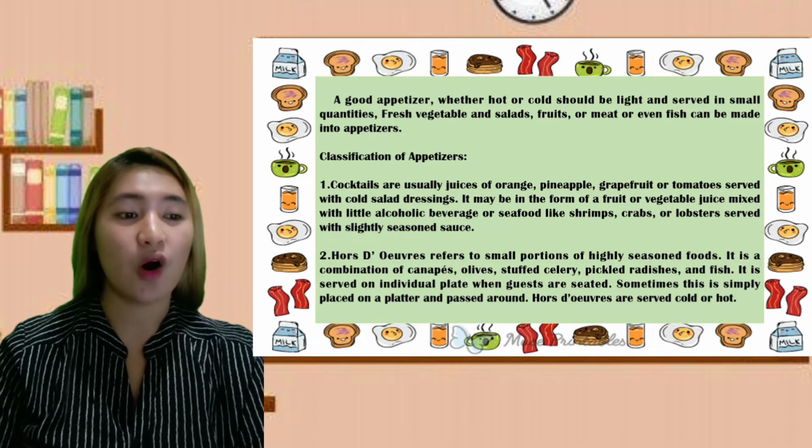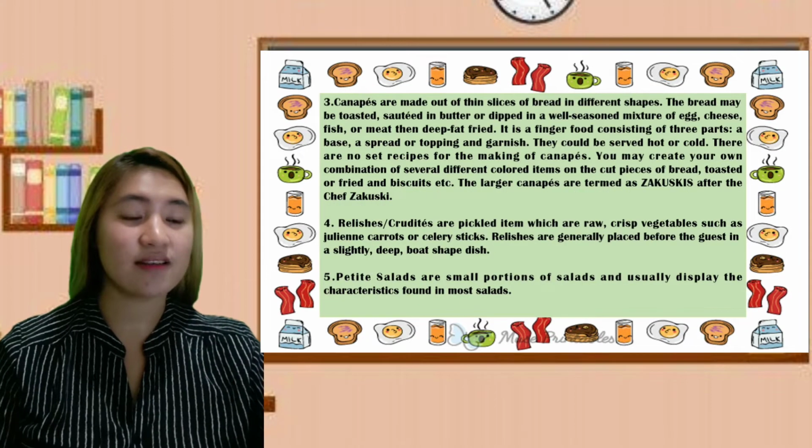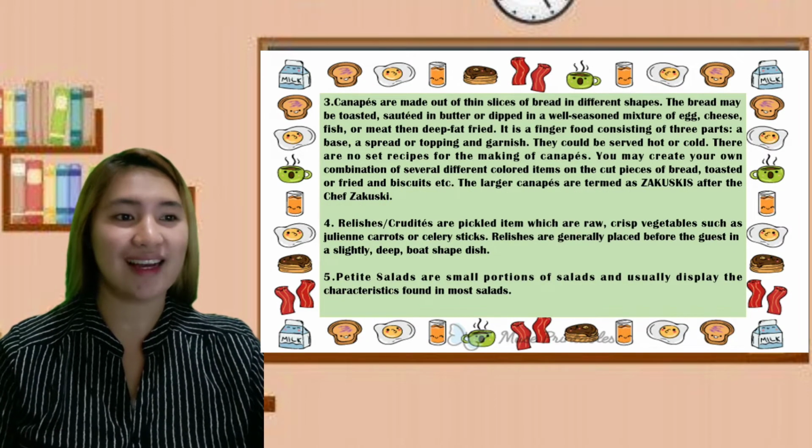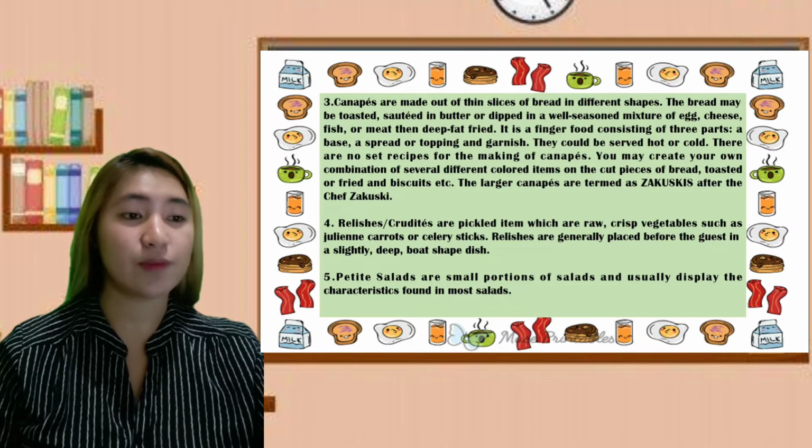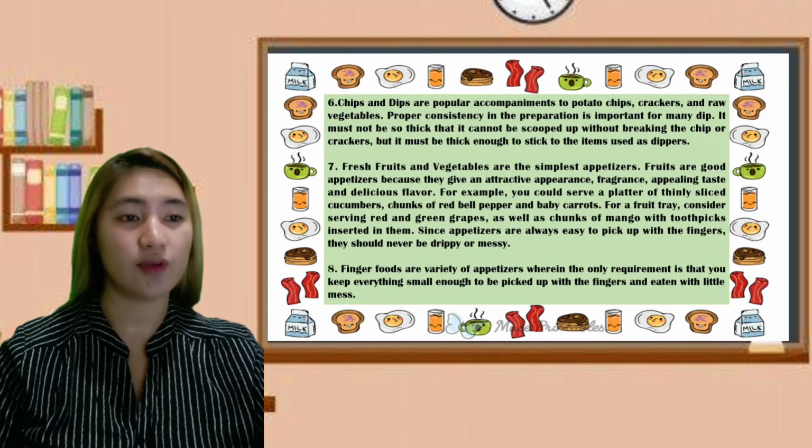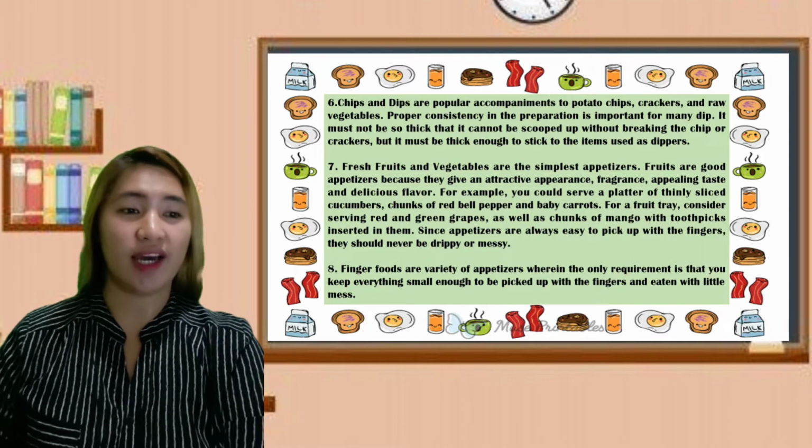So, the classification of appetizers is: cocktails, hors d'oeuvres, canapes, relishes, and petit salad. Also, chips and dips, fresh fruits and vegetables, and finger foods.